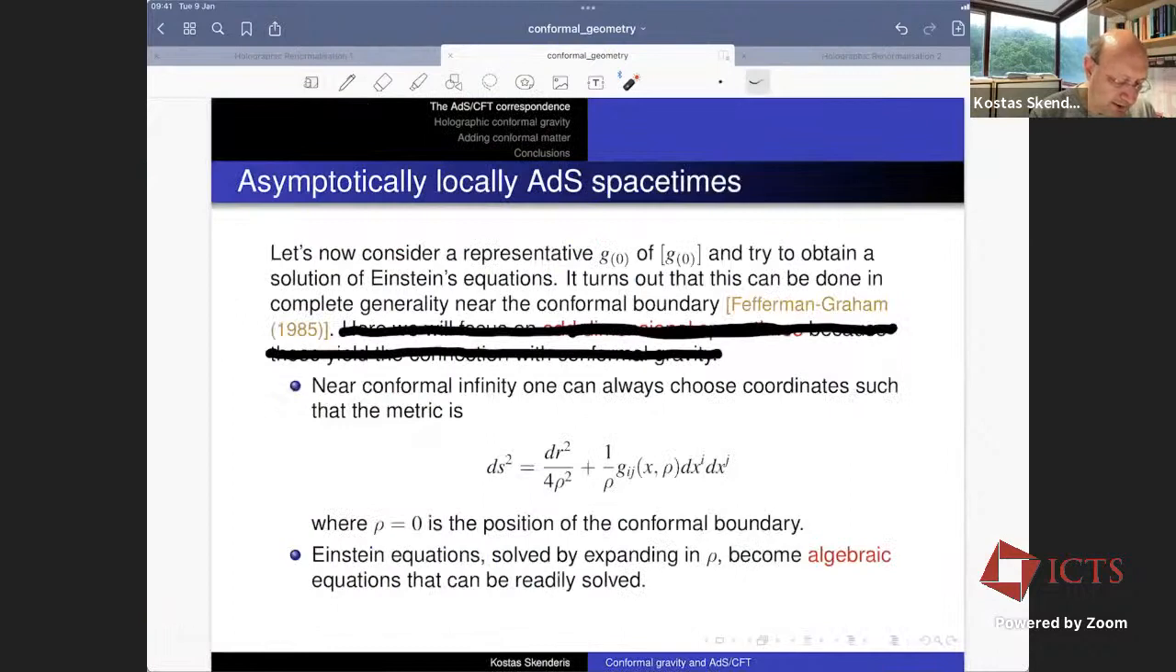So now if we consider a specific representative of that class, then we can try to obtain a solution of Einstein equations. It turns out that the problem can be solved in complete generality near the conformal boundary, and this is what was done in 1985. And then the metric takes the form given over here. I think yesterday I used slightly different coordinates. If you want to compare with yesterday, rho is equal to z squared.